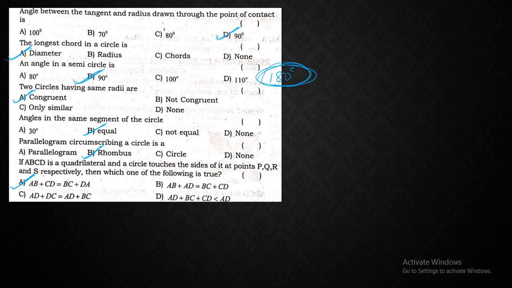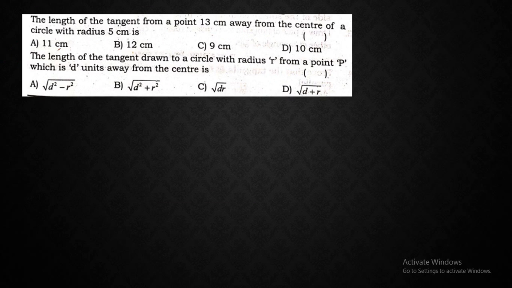So AB plus CD is equal to BC plus DA. So you can just remember this. Next, moving on to one more question. Length of the tangent from a point 13 centimeters away. So what is he asking?